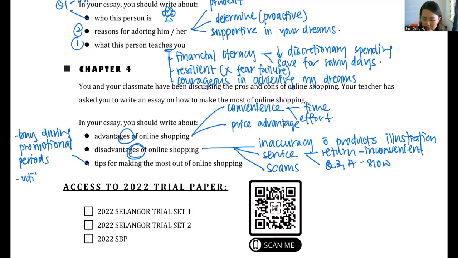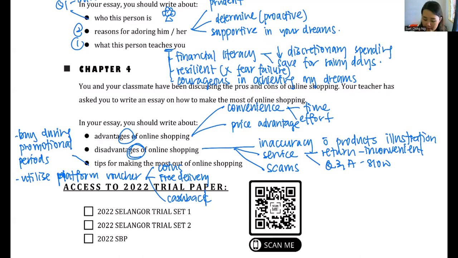Number two, utilize platform vouchers. Whether it is coins, free delivery, cashback, all of this also can help you save a penny or two, correct?